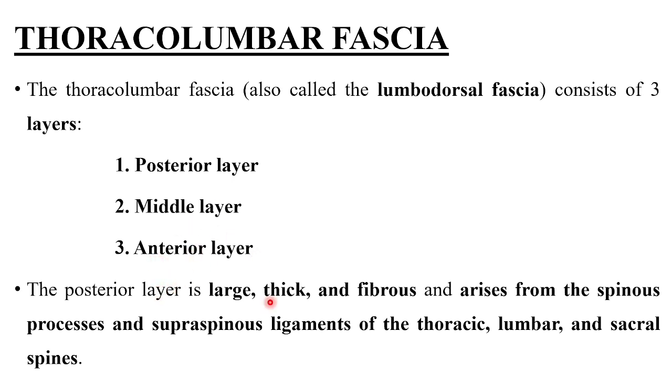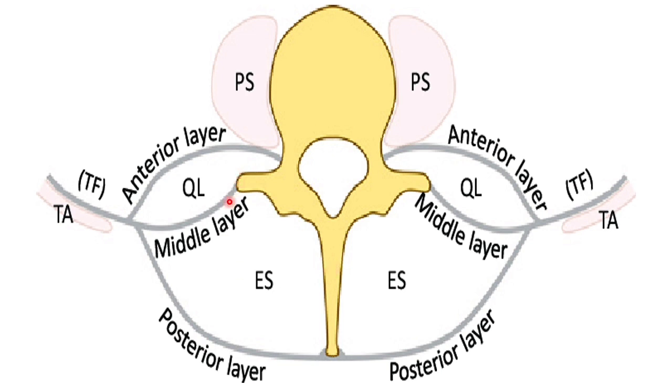The posterior layer is large, thick, and fibrous, and arises from the spinous processes and the supraspinous ligaments of the thoracic, lumbar, and sacral spines. So this is the anterior layer, middle layer, and the posterior layer. The posterior layer starts from the supraspinous ligament as well as the spinous processes of the lumbar, sacral, and thoracic vertebrae.